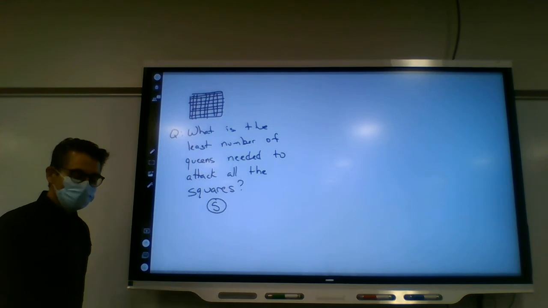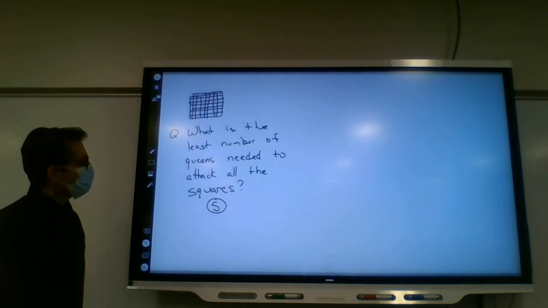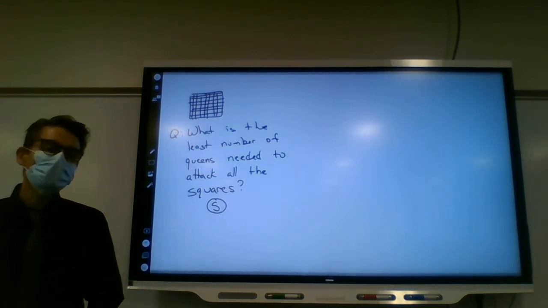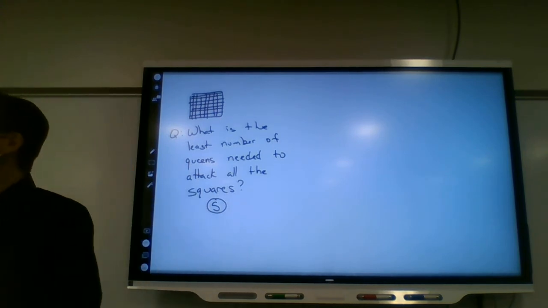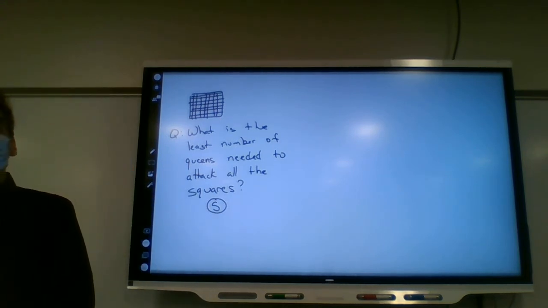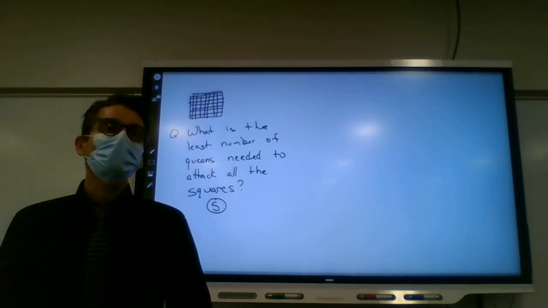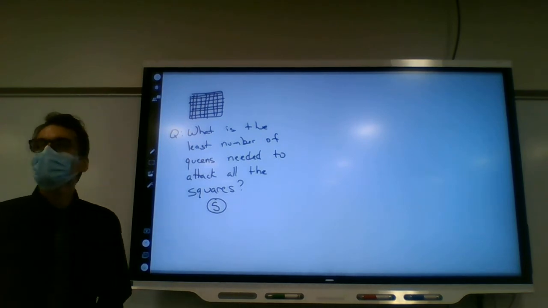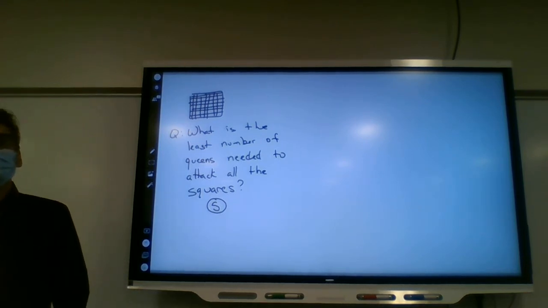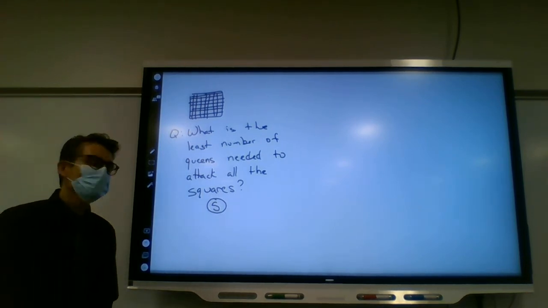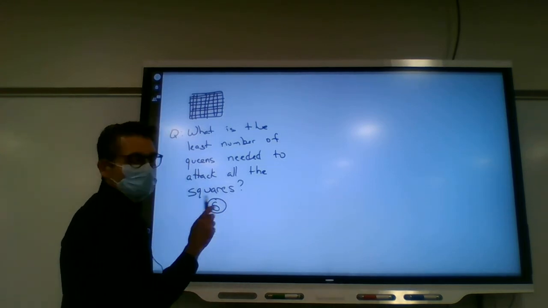All right, but this problem is, again, there's not a clear-cut way to know. How do you prove that 5 is best possible? You have to prove that you can't do it with 4, or 3, or 2. And we know we can't do it with 1, because we know there are places on the board that 1 queen can't reach. But how do you prove that 2 don't work, or 3, or 4?